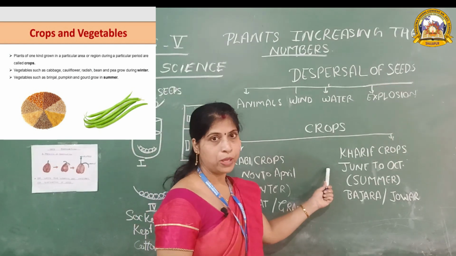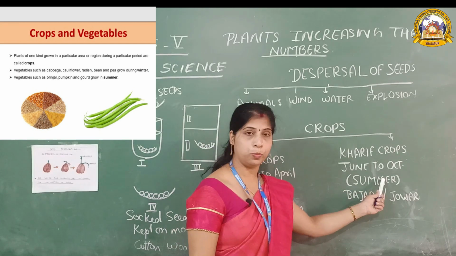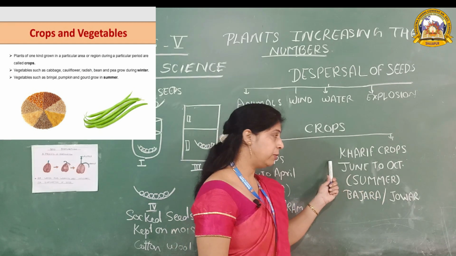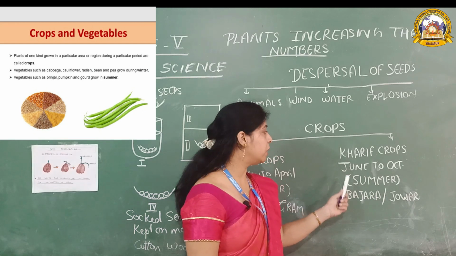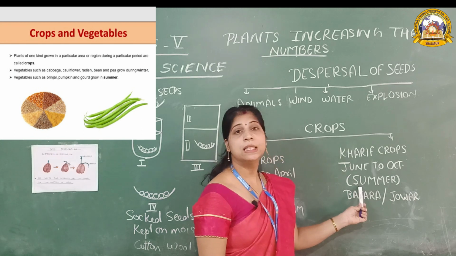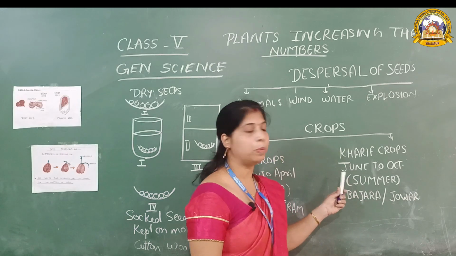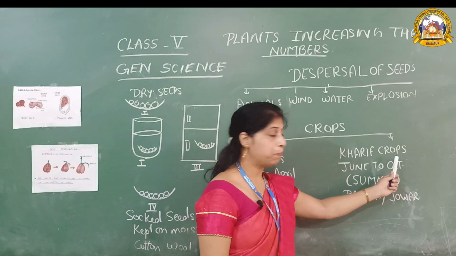Now, Kharif crop. What is a Kharif crop? Kharif crop means crops grown between the time period of June to October. It means which season? Correct, the summer season. This type of crop is known as Kharif crops.